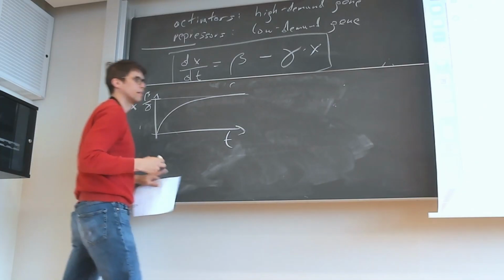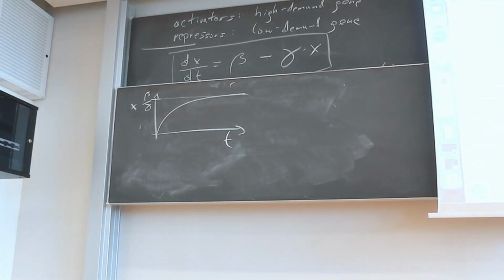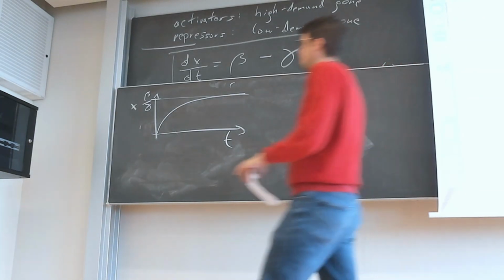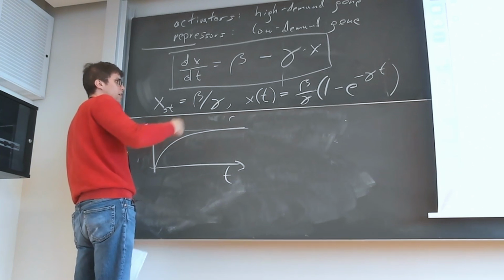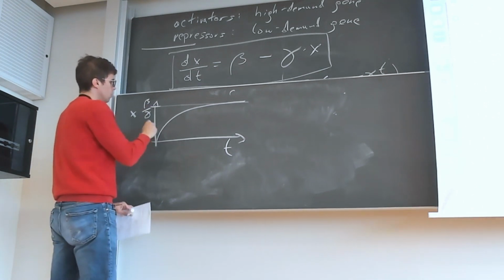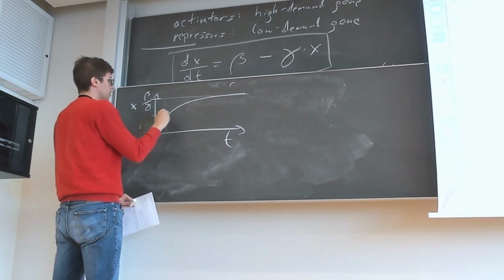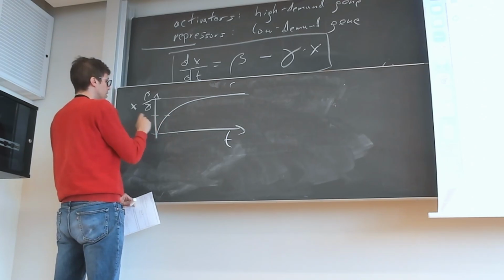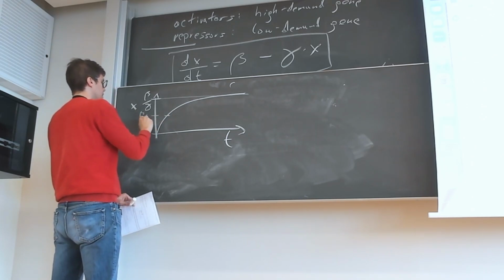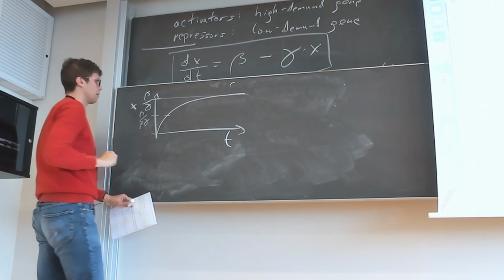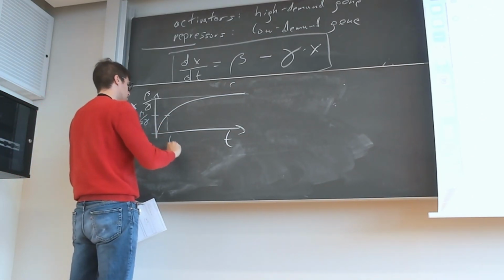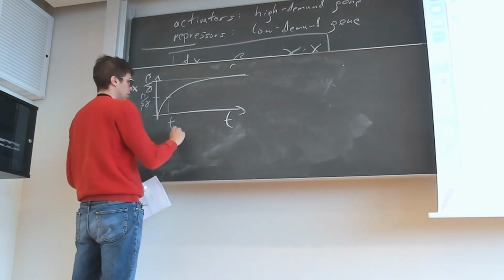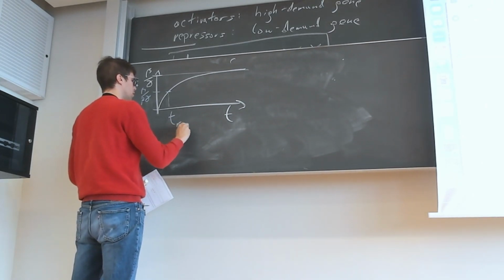Assessing the speed, again, there are multiple different definitions that are possible. But in an exponential approach, one interesting time variant is just what is the time until we get to beta over 2 gamma? When do we get to the halfway point? And we might call this the rise time, t rise.